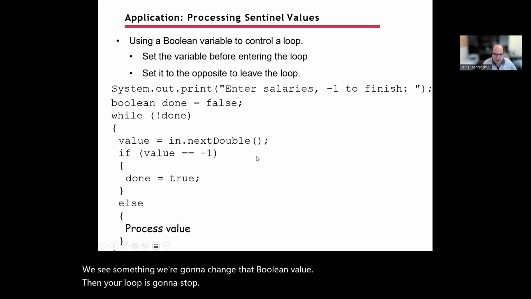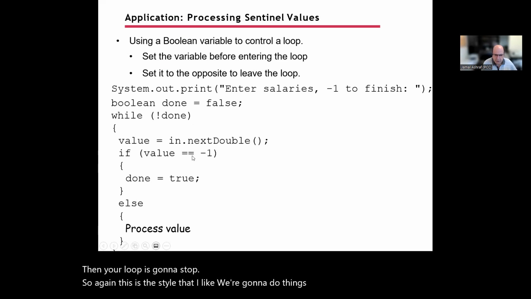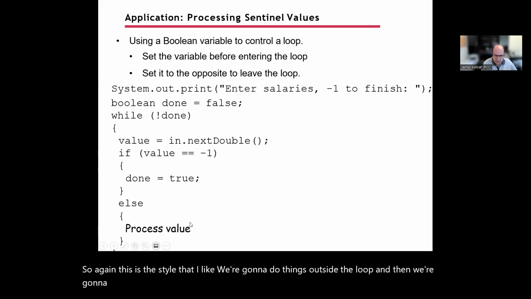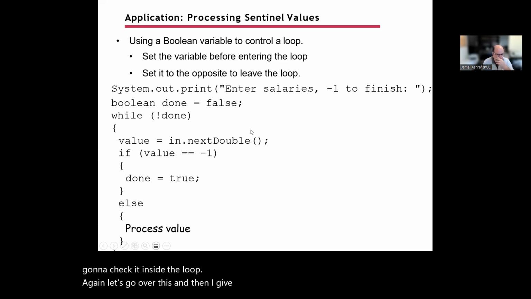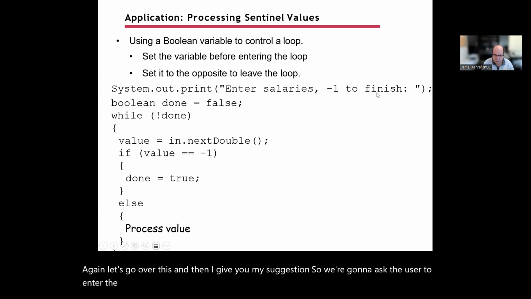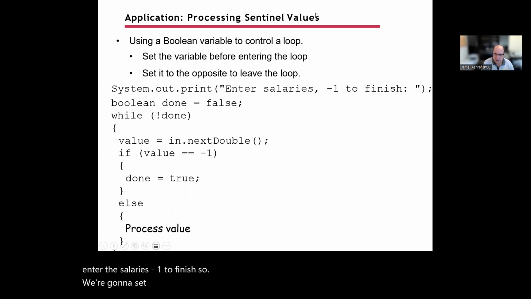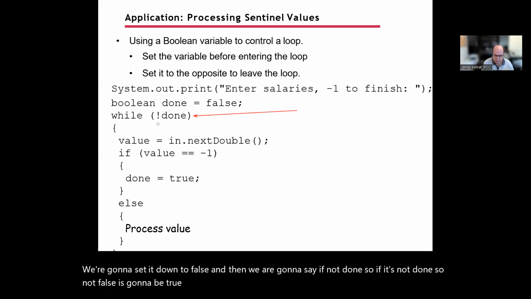Again, this is the style that I like. We're going to do things outside the loop, and then check it inside the loop. Let's go over this, and then I'll give you my suggestion. We ask the user to enter the salaries, -1 to finish. We set done to false, and then say if not done. If it's not done, so not false is true, it's going to go in here.